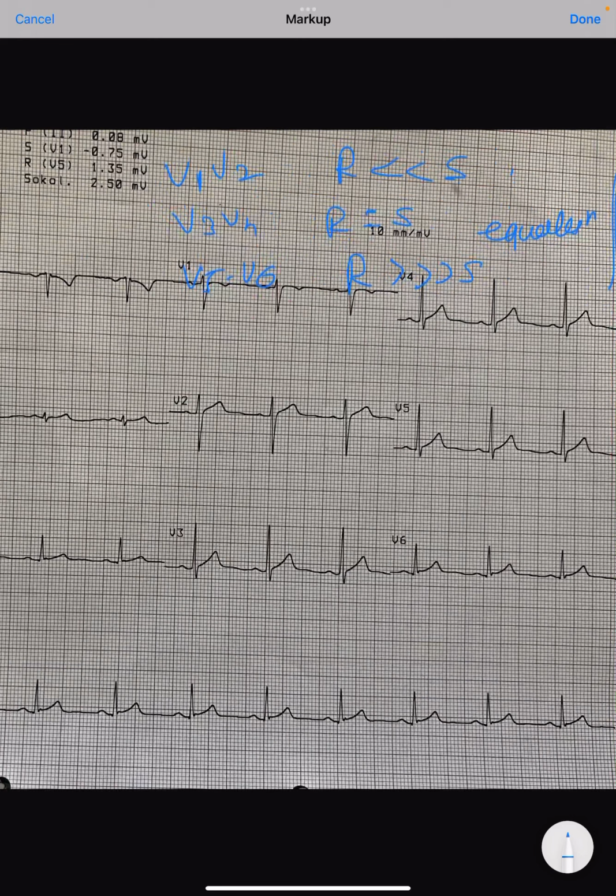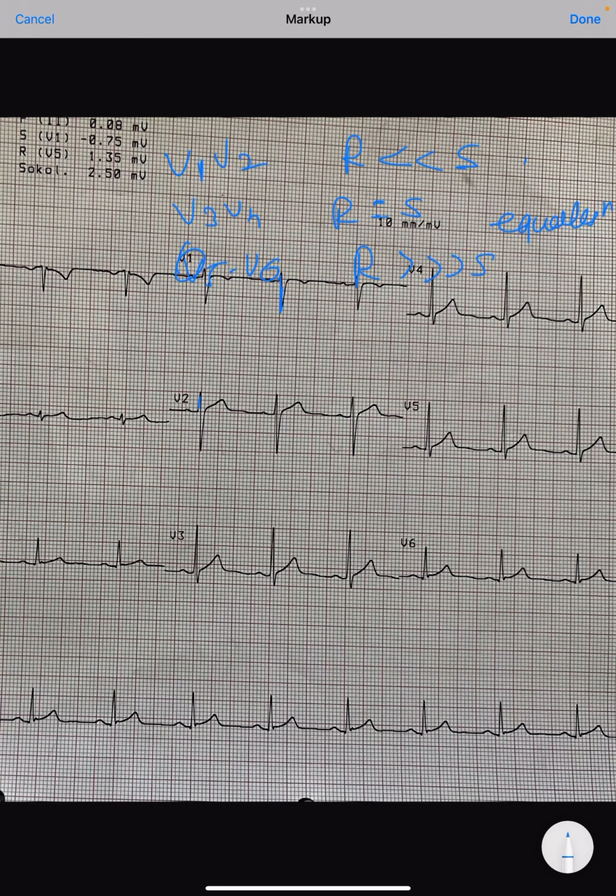What is here? In V1, the R is very small and S is prominent, which is the first negative wave after the R wave. In V2, R is very small and S is large. So it is very typical of V1 and V2. In V3 and V4, the R should be prominent and preferably equal to S. But here the R is prominent and S is very minimal. It's okay, it is one of the normal variants. And in V5 and V6 we have a very good R wave, which is a positive wave, and S is almost not there. So this is also a normal variation. So there is typical normal QRS, or R wave, progression.